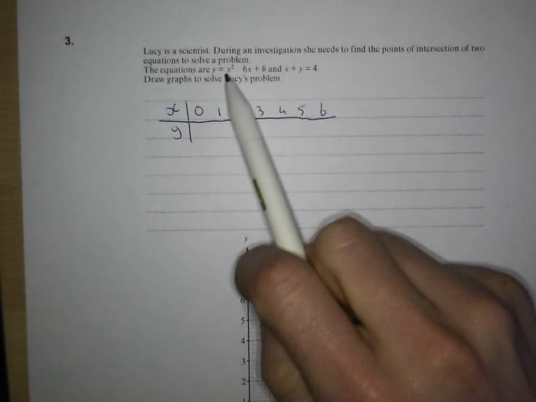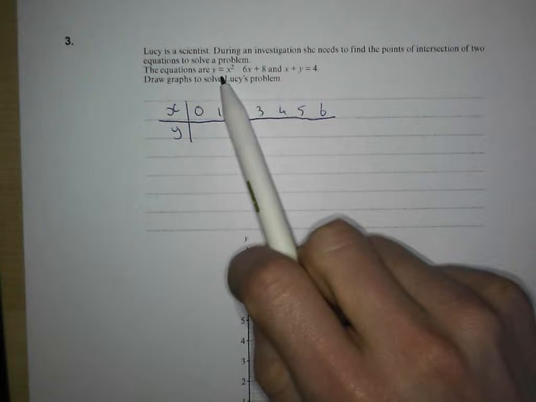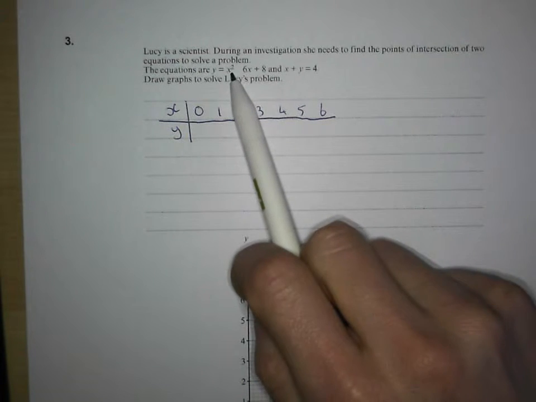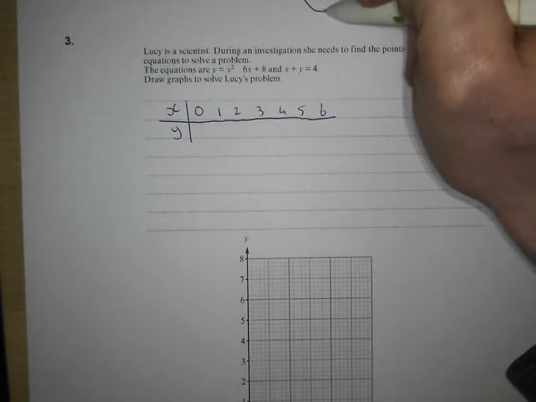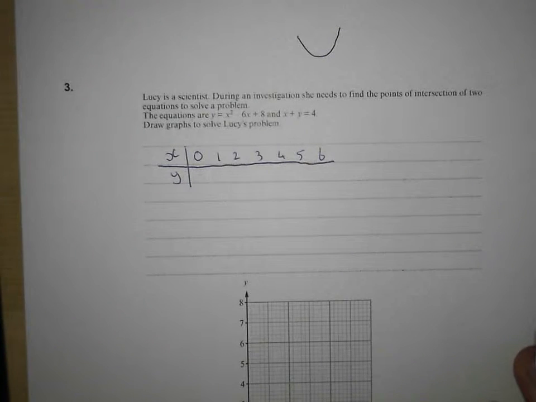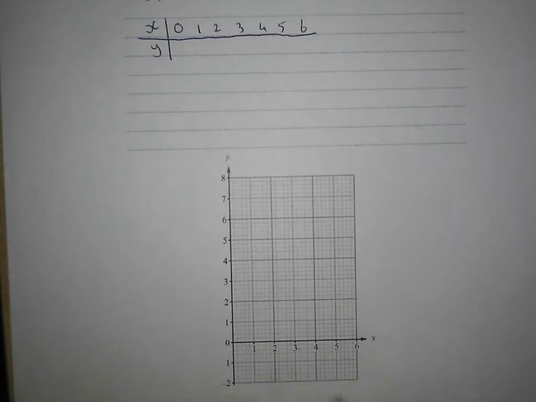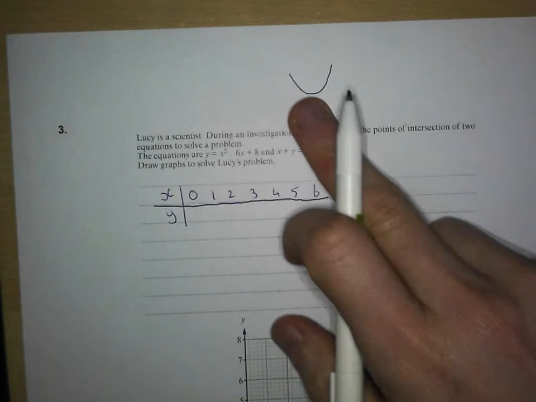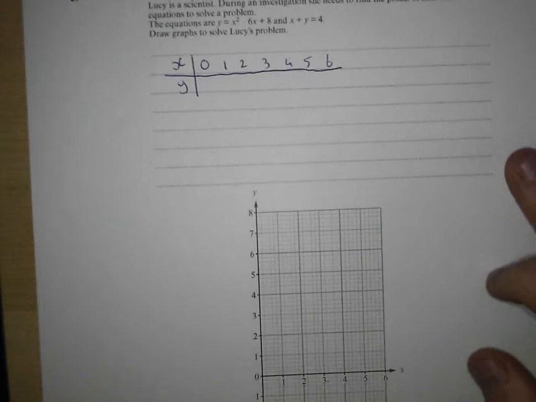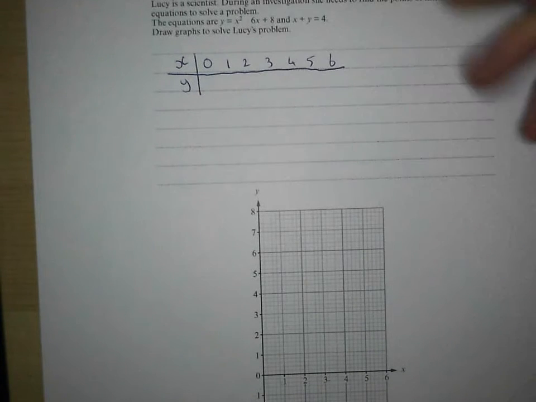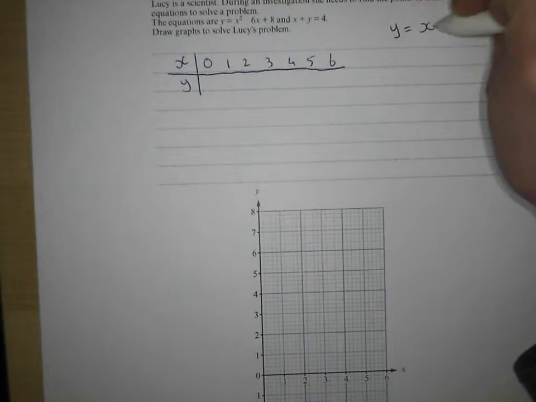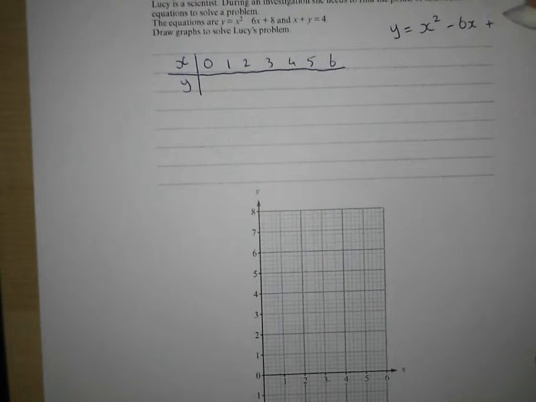Now it's always worth having in your head, before you start one of these, the shape of the graph you expect it to be. If it's a positive x squared, hopefully I'm going to end up with a U-shaped graph. It might not be a perfect U-shape because this isn't covering the entire axes, but I shouldn't be expecting a straight line. I want a nice positive curve. Let me write this equation a bit bigger: x squared minus 6x plus 8.